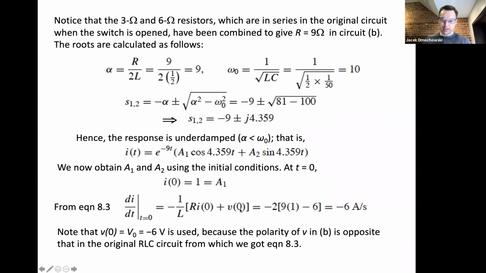This equation here, that's what I just had up on the annotation. And so if I know that my initial inductor current was 1 amp, and I know that my initial capacitor voltage was 6 volts, I plug that into this equation and I have an initial value of the derivative of I. And it turns out to be -6 amps per second.